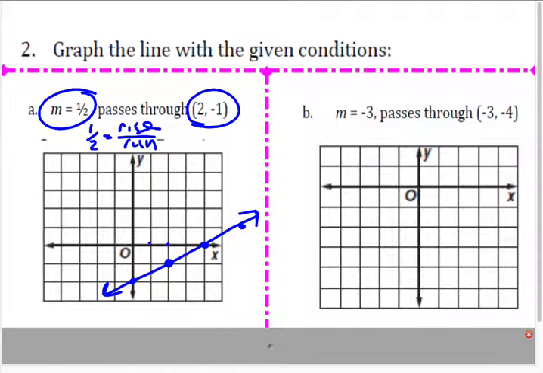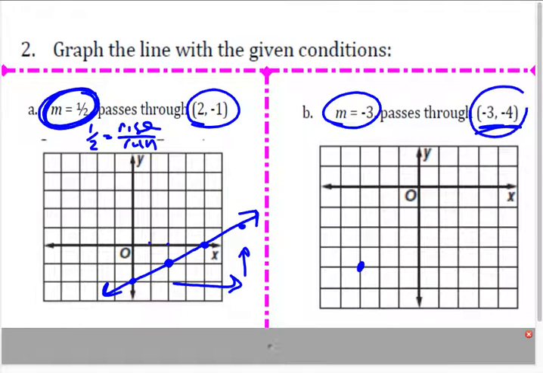Now, does my graph make sense? Well, my slope is positive. So my line, as I'm going to the right, should be going up, and it is. So this is a perfect example of graphing a line with a positive slope. Over here, this slope is negative. So first of all, graphing the point, negative 3, 1, 2, 3, down, negative 1, 2, 3, 4. You graph the point that they give you that the line goes through, and then kick in the slope.